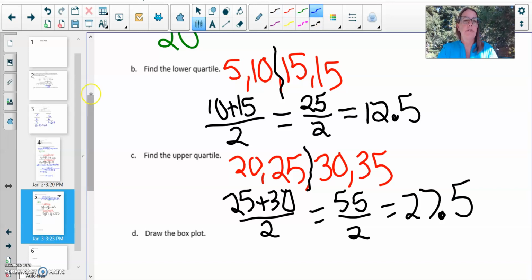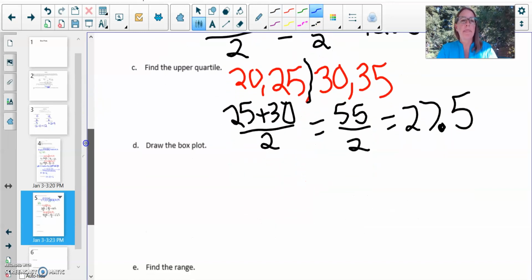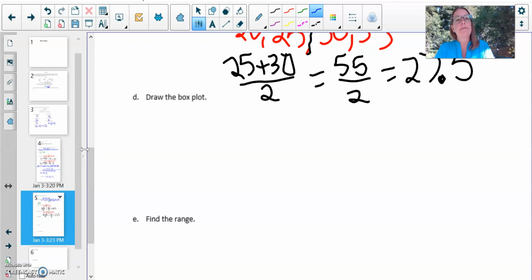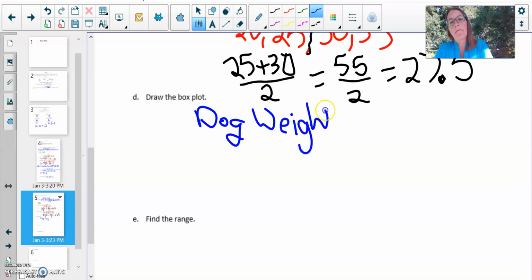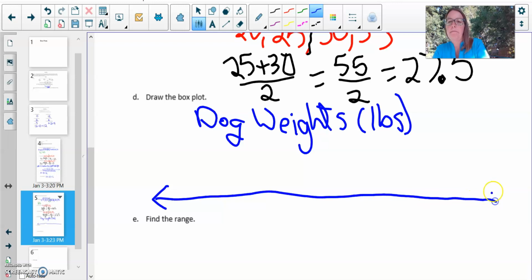Okay, now we're ready to draw the box plot. So I'm going to have my title. So I'm going to call it Dog Weights in Pounds. Leave some space and draw my number lines. Okay, so my minimum was 5 and my maximum was 35. So I'm going to count by 5. So I'm going to go from 0 to 40.